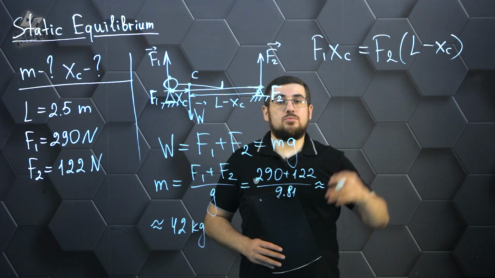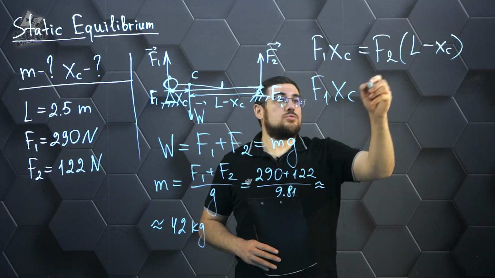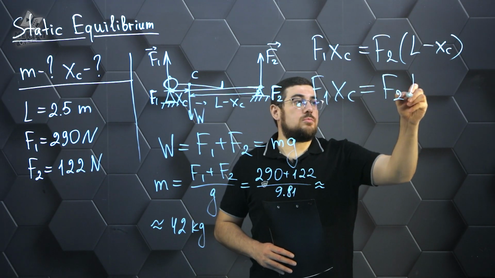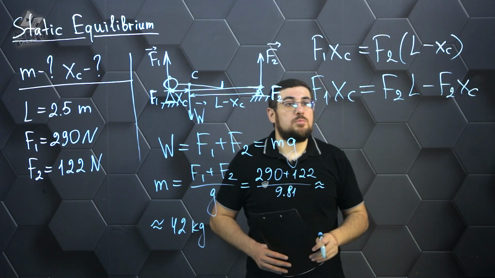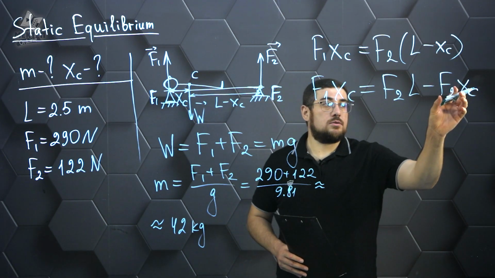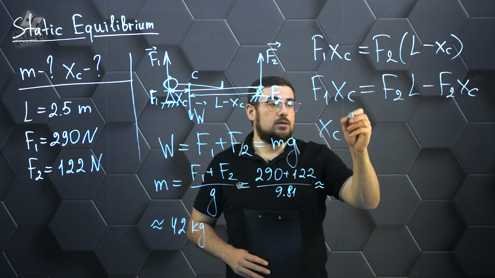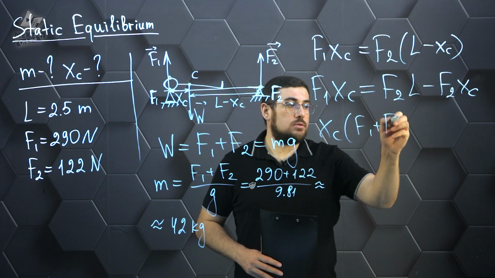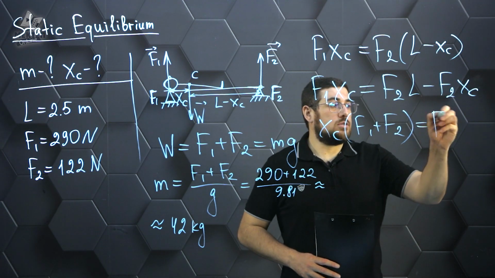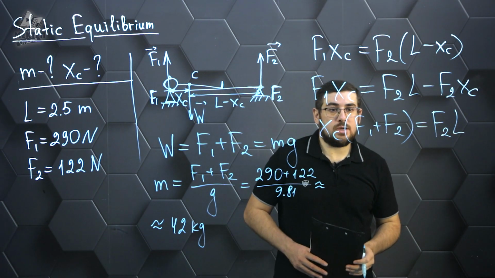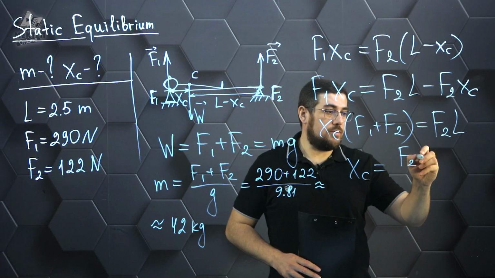Well, and now from here we need to express the coordinate of the center of mass XC. What we will do for this: we will expand the brackets on the right side by multiplying F2 by each term inside the brackets. And now all that's left is to gather all the terms with XC on one side, and let's factor out XC right away. Then inside the parentheses we'll have this sum of forces. And outside the parentheses we have directly XC. On the right side remains the product of F2 and L. Nothing changes here. And now from here we can easily find the position of the center of mass of a person.